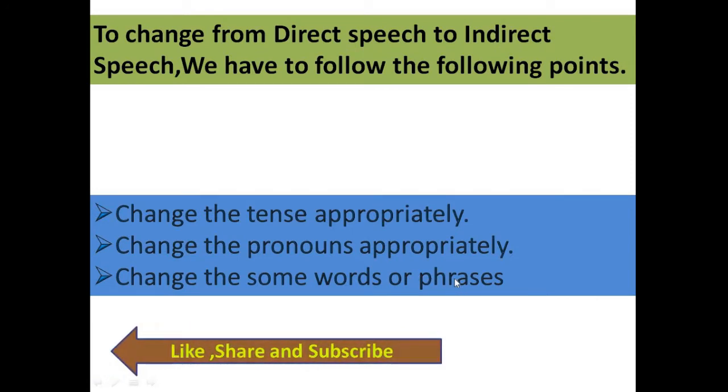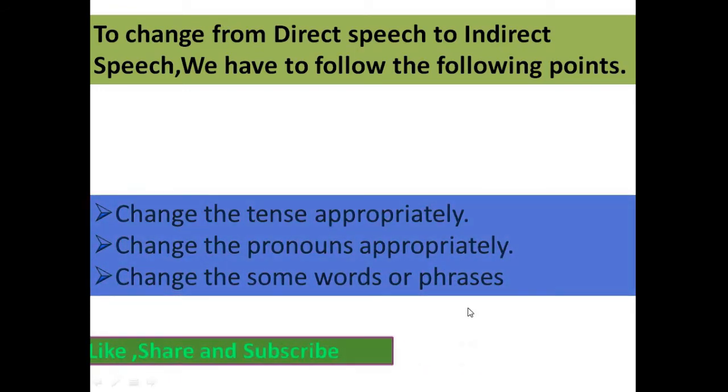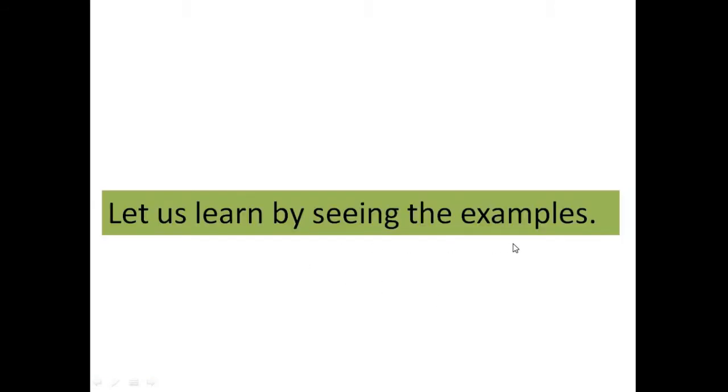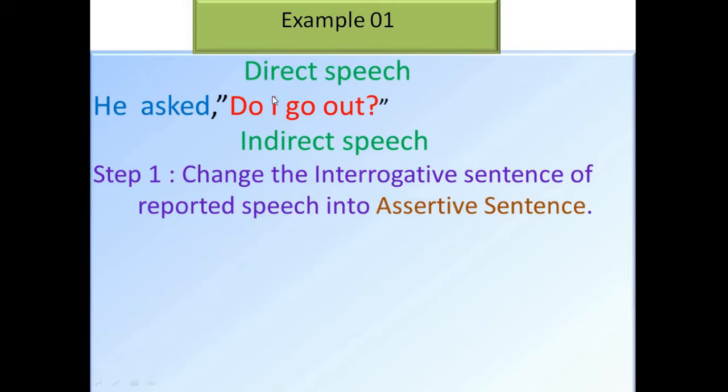Next, let us learn by seeing examples. Direct speech, example number 1: He asked, "Do I go out?" What is the reporting speech here? "He asked." It is the part not put into inverted commas, so it is the reporting speech. Next, "Do I go out?" It is the reported speech.